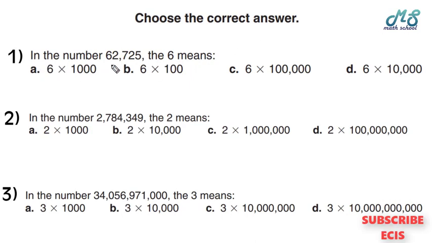Next, choose the correct answer. Number 1, in number 62,725, the 6 means what? 6 in 10,000 place. So its value is equal to 6 times 10,000. Its value is equal to 60,000. So the correct answer is D. 6 times 10,000.